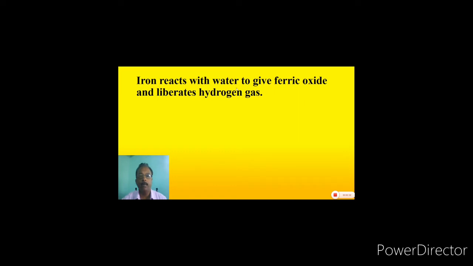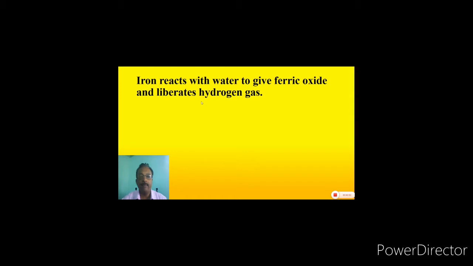So here metal, iron and water are undergoing a change, therefore they are called reactants. Whereas ferric oxide and hydrogen gas are new substances formed, hence they are called products. So now let us write the equation for this reaction.